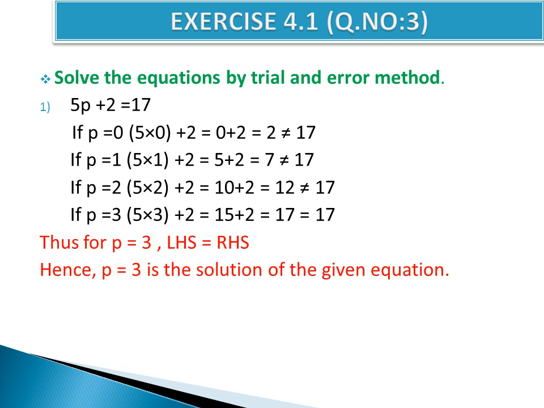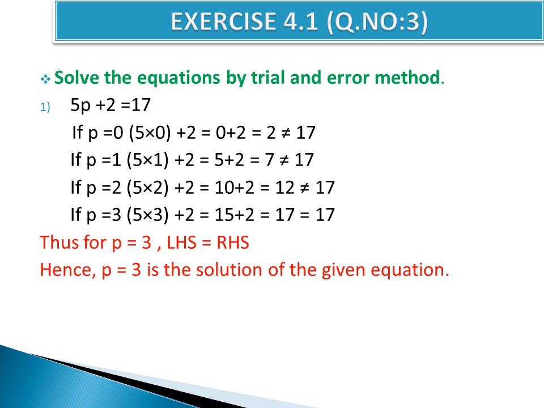4.1 question number 3. Solve the equation by trial and error method. Question number 1: 5p plus 2 equal to 17. Here we have to see which number we have to write in place of p to get 17. For that we have to start from p is equal to 0. That means in place of p we are writing 0. 5 into 0 plus 2. 5 zeros are 0. 0 plus 2 is 2. 2 is not equal to 17.